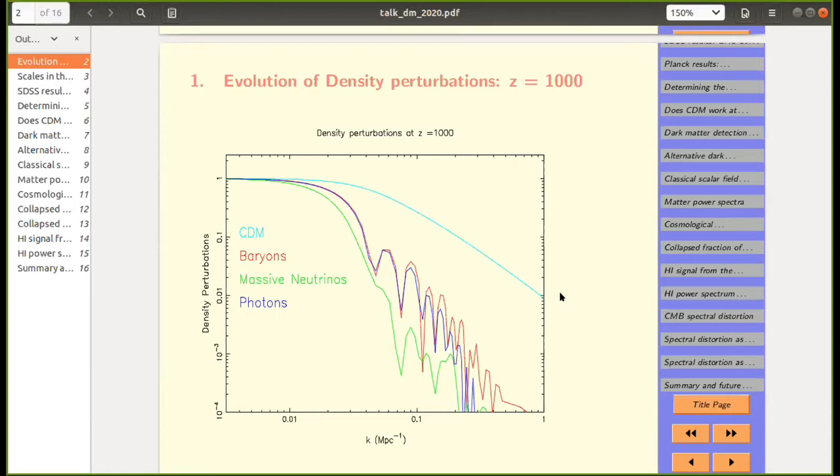This is the usual cold dark matter, not an alternative model. There are baryons, photons, and massive neutrinos, and you can see they all behave differently. Their physics we know. CDM is basically a completely featureless evolution, with only one scale in the problem, which I will show in the next view graph. Baryons and photons oscillate together as a coupled fluid. And massive neutrinos, once they enter the horizon, just free stream.